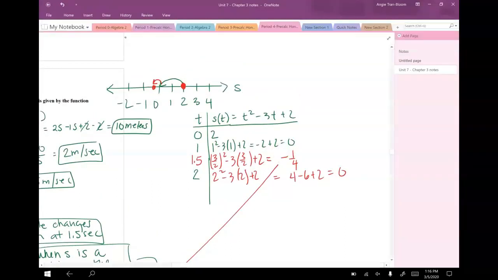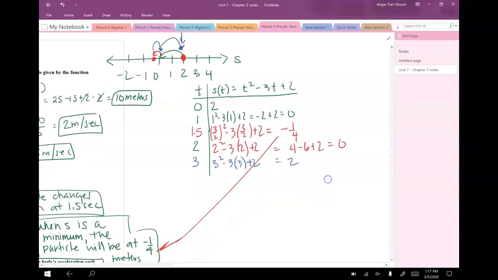Let's get blue. Two seconds later, I'm back at a position of 0. So look, I'm really turning around. What if I pick 3? 3 squared minus 3 times 3 plus 2. So this is going to be 2. Wow, 3 seconds later, I'm actually here where I started. So it took me 3 seconds to go back to where I started.